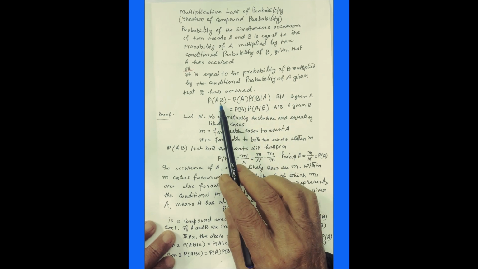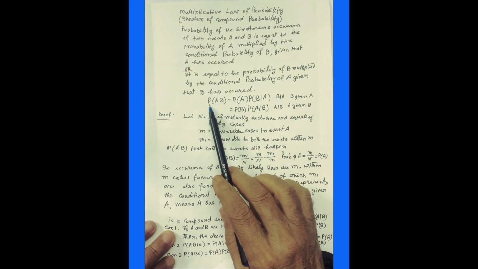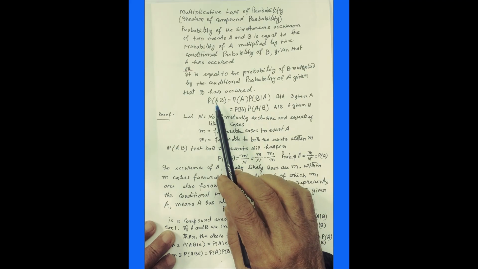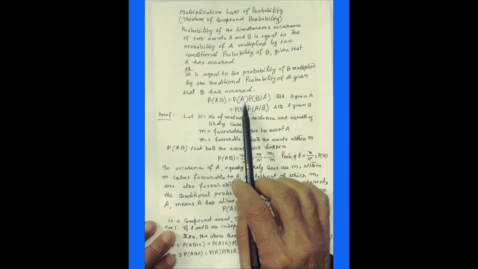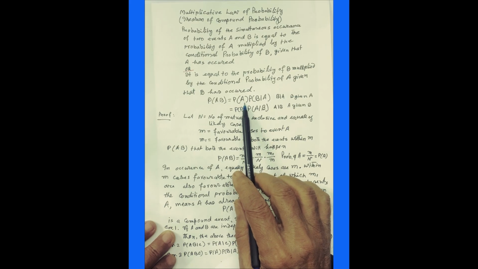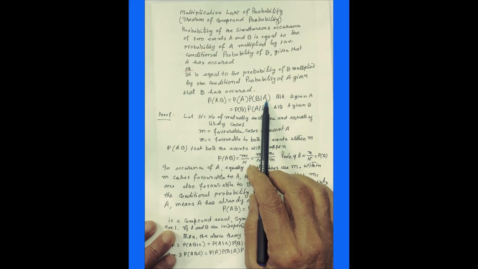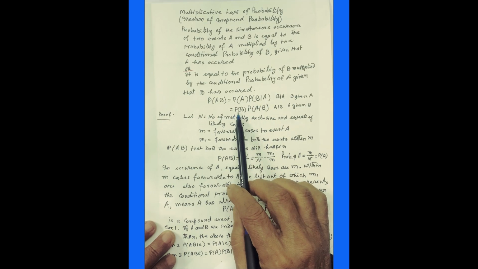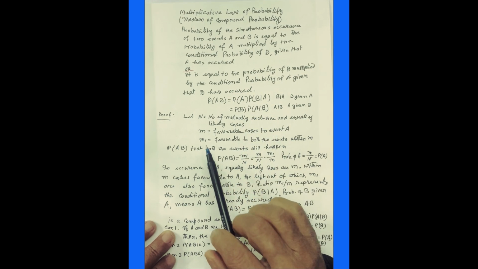The same, because we do not know which one will come first. So P(AB) is the joint probability, or simultaneous occurrence of two events. If A occurs first, then it is P(A) into P(B given A), which is equal to P(B) into P(A given B).